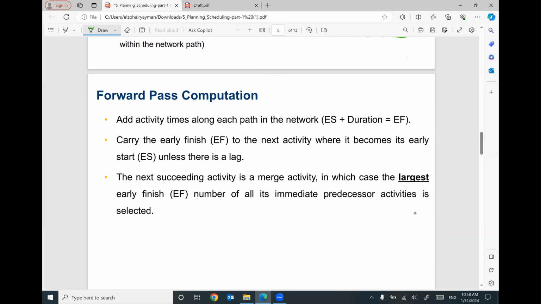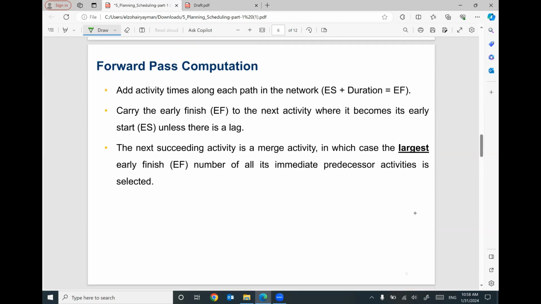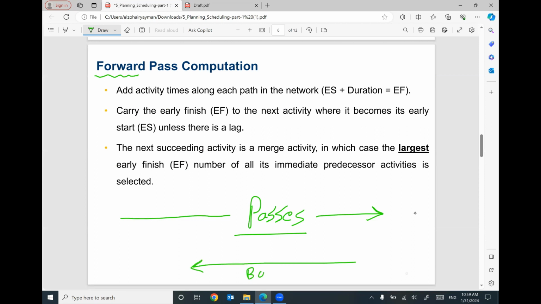To calculate these numbers and to start our scheduling, we have two bases. One is called forward base computation, which is starting from left to right. This is called forward base. We have another base, which is called backward base. To figure out the early start, early finish, and to figure out the duration of the project, we will start with the forward base computation.